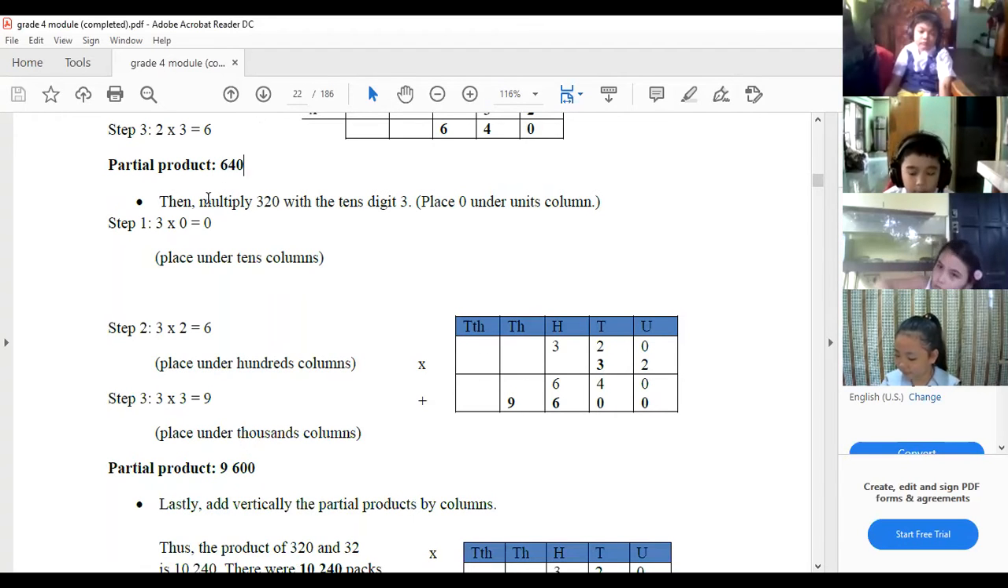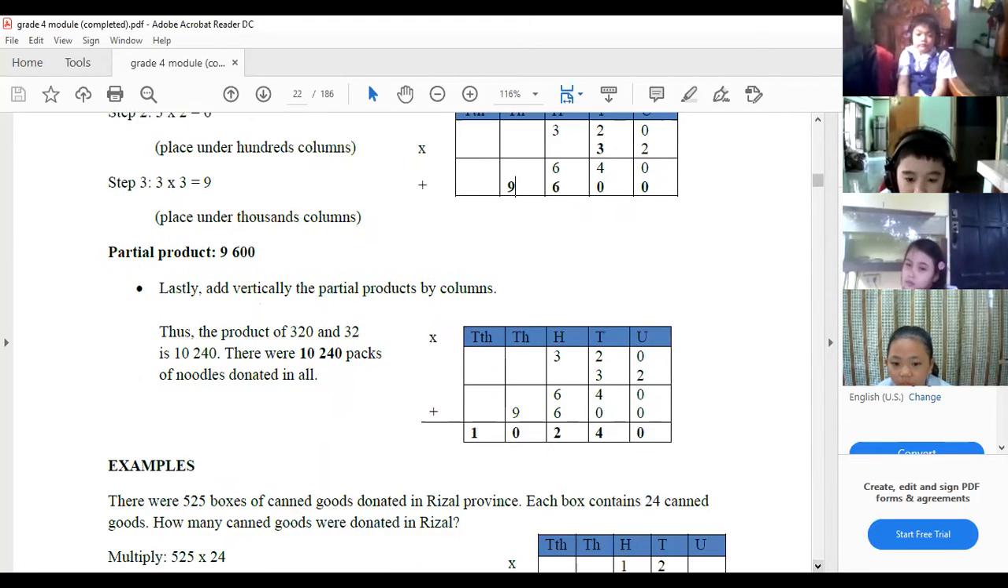And then after that, multiply 320 with the tens digit, which is 3. Therefore, 3 times 0 is 0. Where do you put it? In the second column, right? Aligned below. And 3 times 2, we got 6. 3 times 3, we got 9. After you multiply everything, you need to add. So lastly, add vertically the partial products by columns.